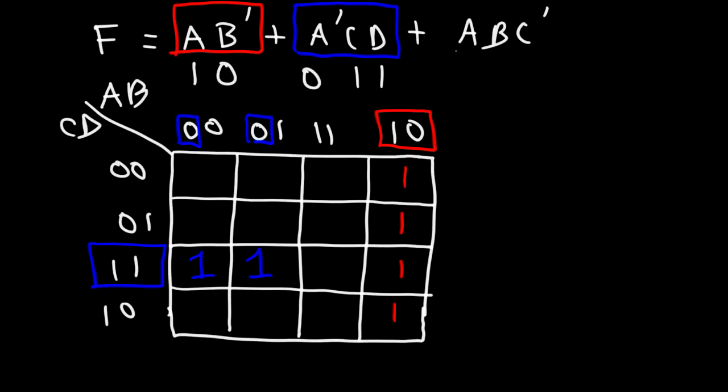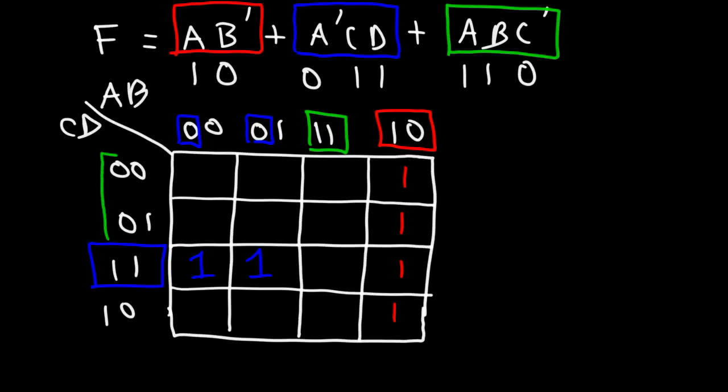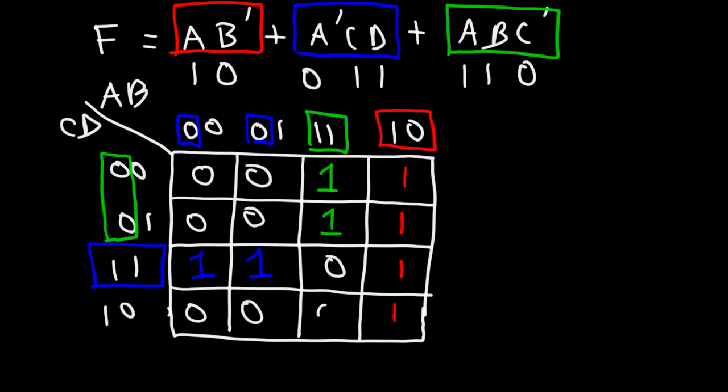Now for the last term, A, B, C prime, we're going to put a 1 for A and B and a 0 for the complement of C. So A and B are 1 in this region. C is 0 in the first two rows. So we're going to put a 1 here. Everywhere else, we're going to fill it in with a 0. And so now we've completed the 4-variable K-map.